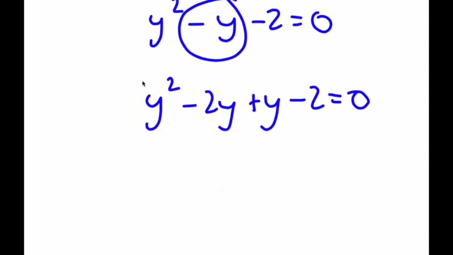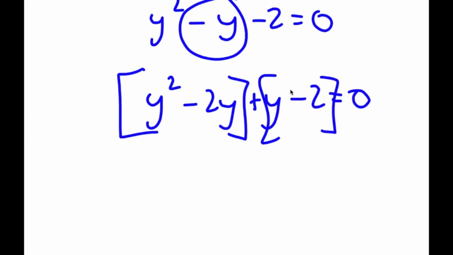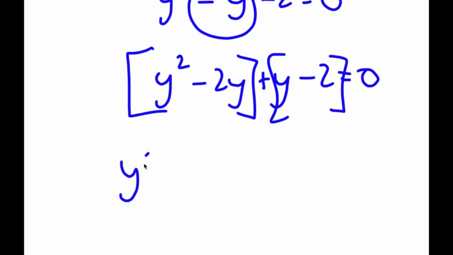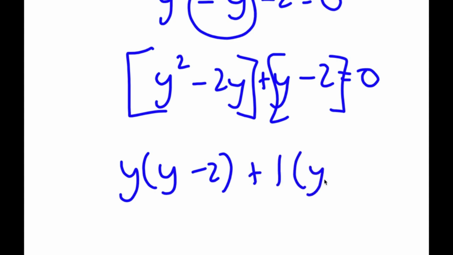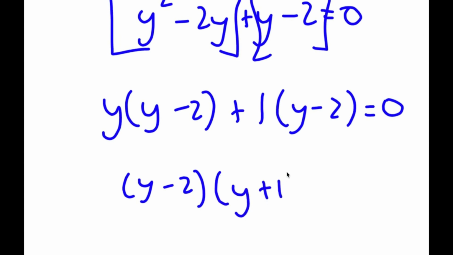So now I'm going to factor by grouping. So if I factor out y from y squared minus 2y and factor out 1 from y minus 2, because 1 is the greatest common factor of y and negative 2. So first off, factor out y, so I have y times y minus 2 plus 1 times y minus 2 is equal to 0. So now if I factor out y minus 2 from here, I get y minus 2 times y plus 1 is equal to 0.